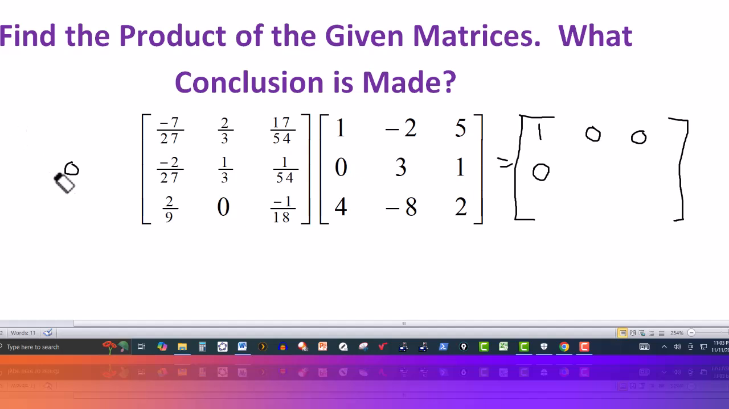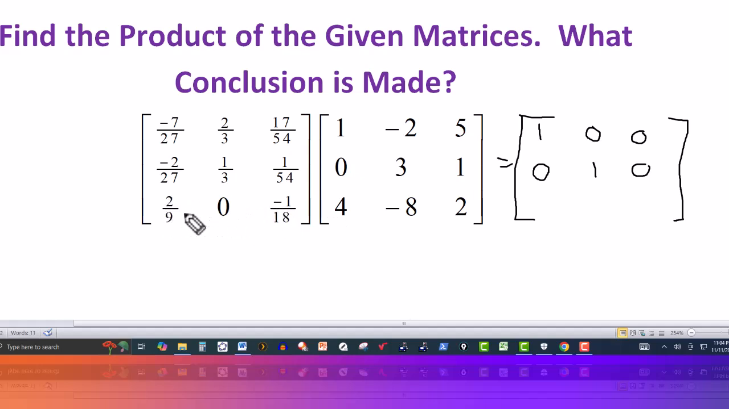And I hope you can see what's happening now. Then I would take the entries of the second row, and the negative 2 over 27 multiplies the negative 2 here. The 1/3 multiplies the 3 here, and then the 1 over 54 multiplies the negative 8. Find common denominators if you want to add them up, which is what you want to do, and this should give me a 1. And then we do the same thing with the final column. So the negative 2 over 27 multiplies the 5, the 1/3 multiplies the 1, the 1 over 54 multiplies the 2. Reduce that and add, get a common denominator. This should be 0.